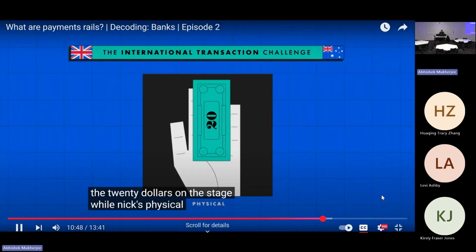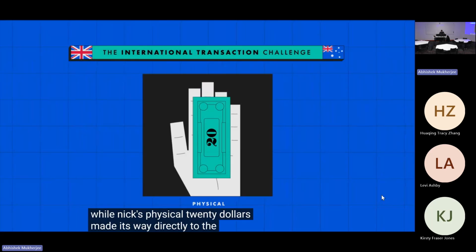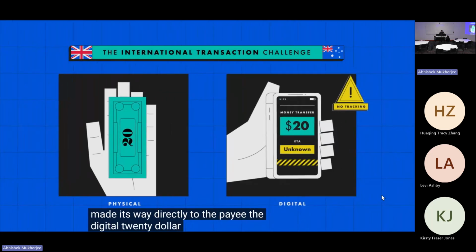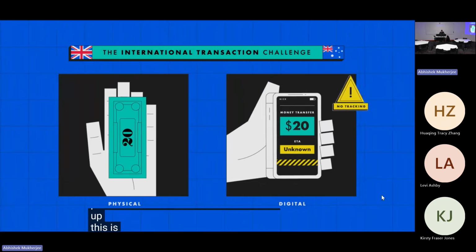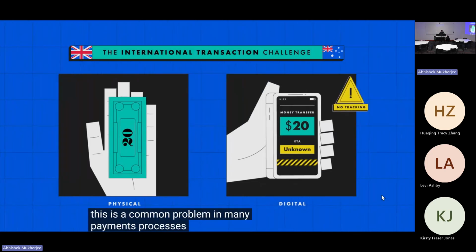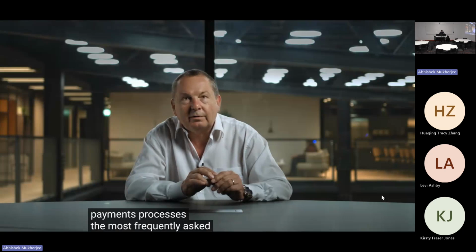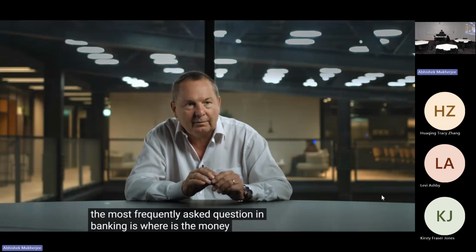While Nick's physical $20 made its way directly to the payee, the digital $20 transaction process has no tracking. The conference presenter had no idea when it would turn up. This is a common problem in many payments processes. The most frequently asked question in banking is, where is the money?